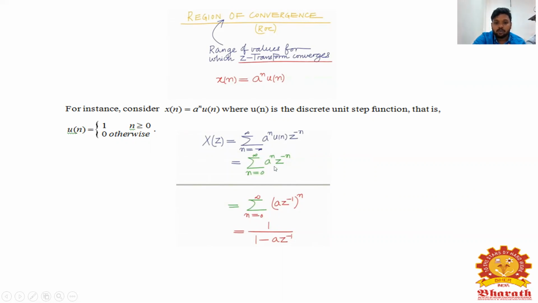So if u of n is equal to 1, the remaining term is a power n z power minus n. Since n is common, I can take it outside: summation n equal to 0 to infinity of the bracket a z inverse to the power n. Summation n equal to 0 to infinity a power n is equal to 1 divided by 1 minus a. So in terms of a, I have a z inverse, which gives 1 divided by 1 minus a z inverse. This is the Z transform of these values.